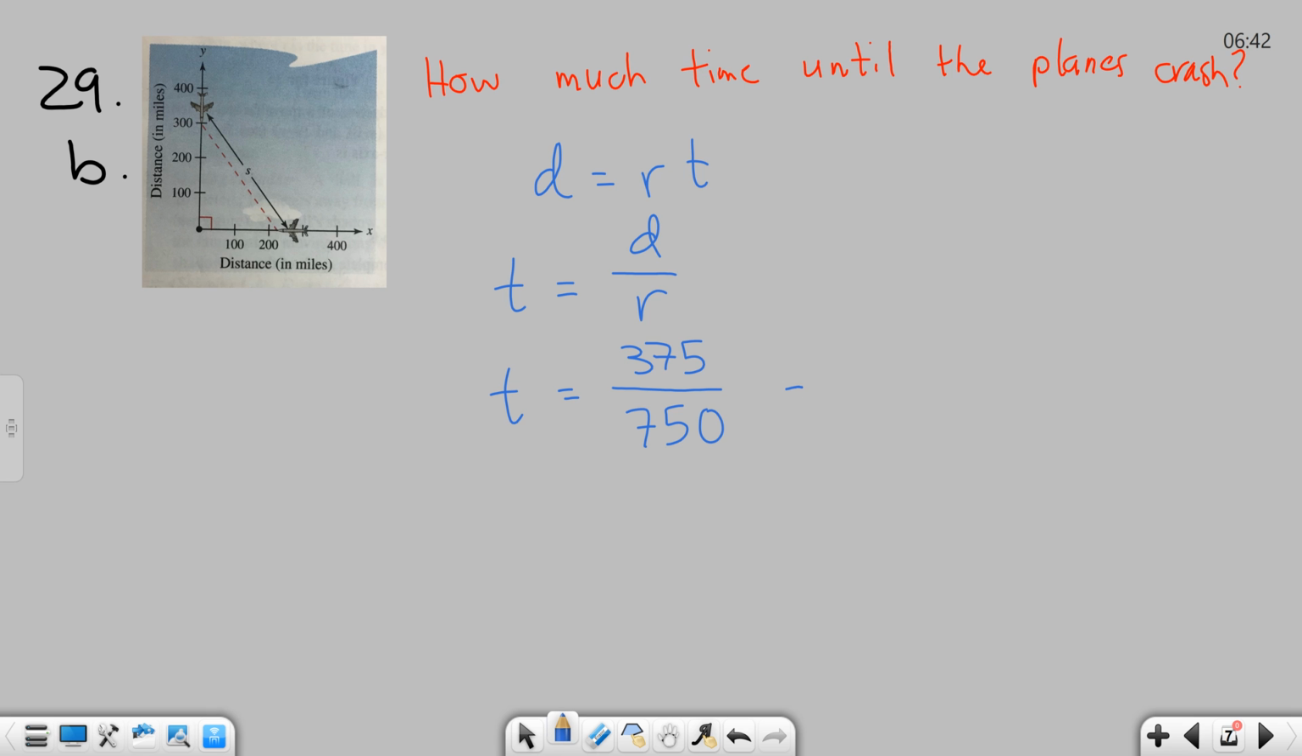And therefore, we get 1/2, and that would be an hour. Why is it an hour? Because everything else is measured in hours. So the air traffic controller has a half hour. If he or she does not make a change in the path within a half hour, those planes will in fact crash into each other.